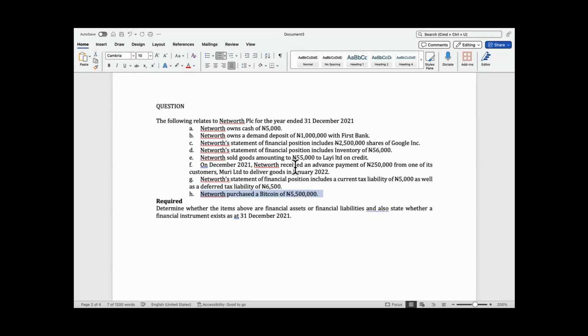Okay, let's solve one. Please, that number E. Sorry to cut you. What was the answer? Network has a financial asset. They sold goods to July. So that's trade receivables. That's a financial asset. Okay. Yeah, and there is a financial instrument here.